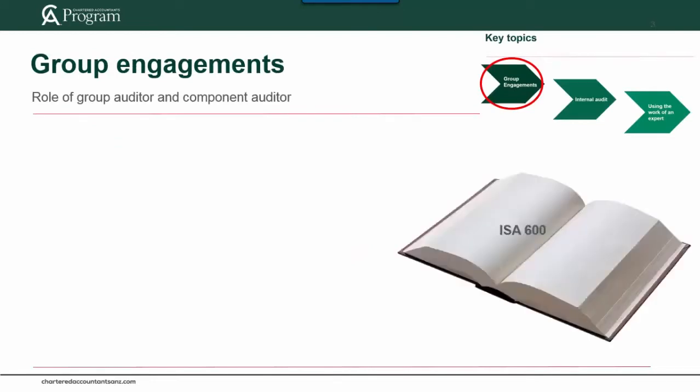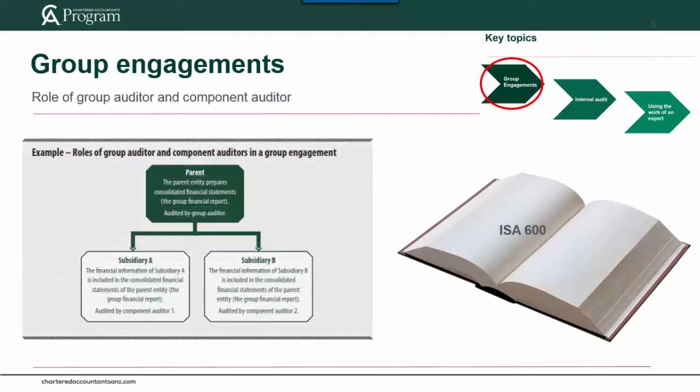ISA 600 applies when an auditor is providing an opinion on a group financial report, such as the consolidated financial statements of a parent entity. The standard provides guidance to both the group engagement team, typically referred to as the group auditor, and the component auditor or auditors.